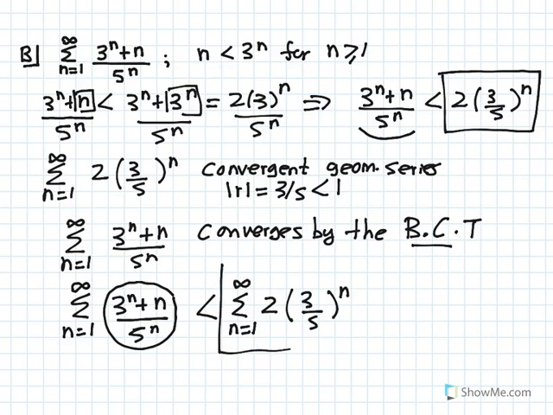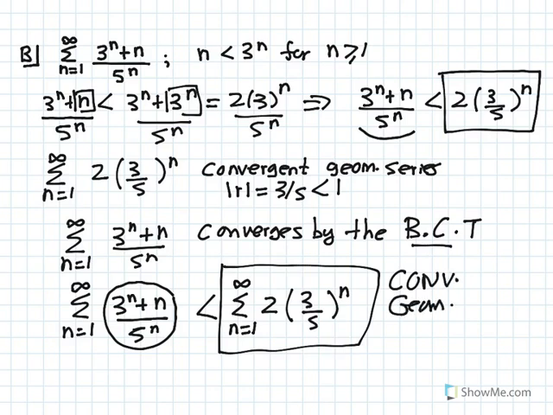And on the right-hand side, we have a convergent geometric series. Why is it convergent? Because the common ratio, r, is equal to 3 over 5. Its absolute value is 3 over 5, less than 1. And every term of our series is less than every term of a convergent geometric series. So by the basic comparison test, the given series, (3 to the n plus n) divided by 5 to the n, also converges. All right, let's look at the last question, part C.